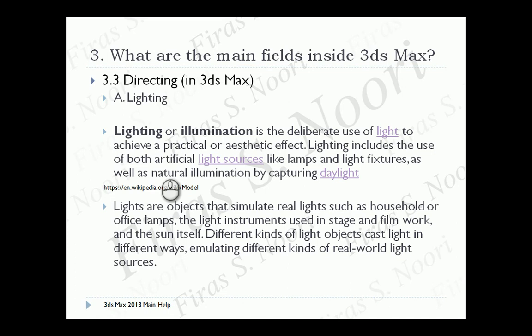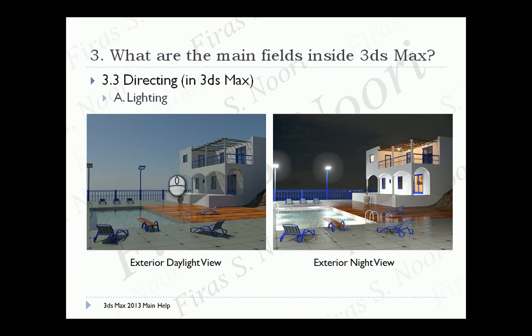So lights are objects that simulate real light, such as a household or office lamp, the light instruments used in stage and film work, or you can even model the sun itself. So that's what we call lighting. And that's a basic lighting here.